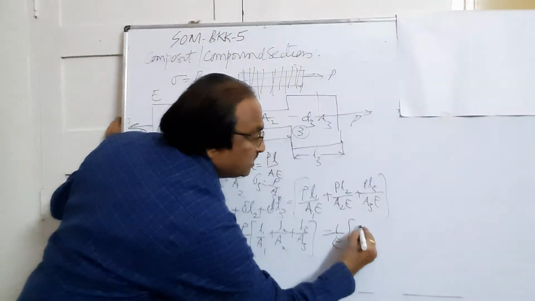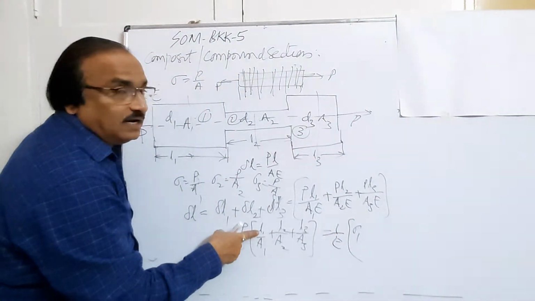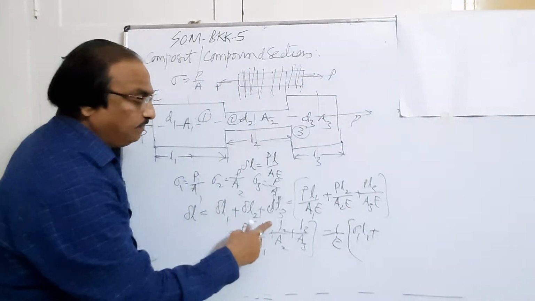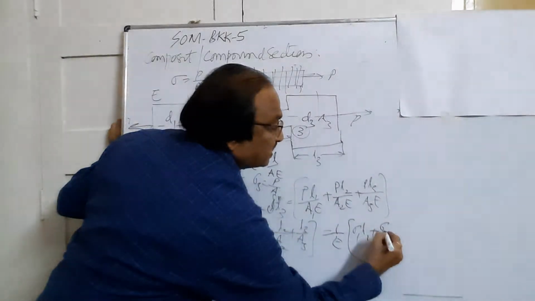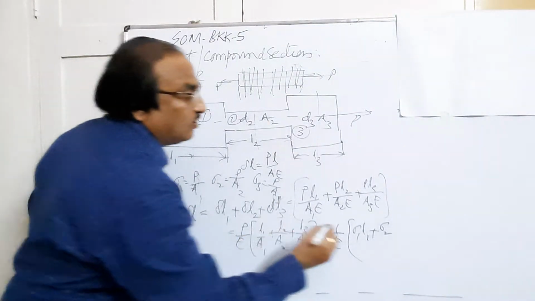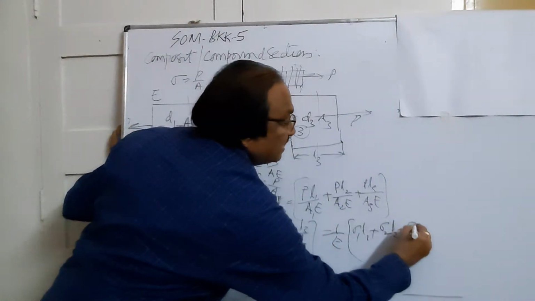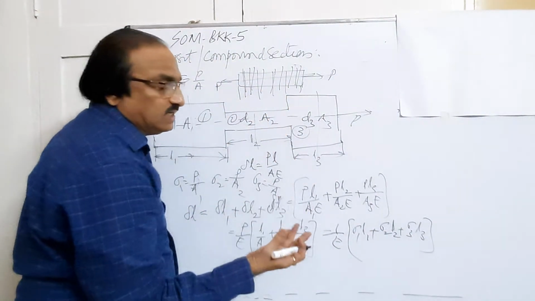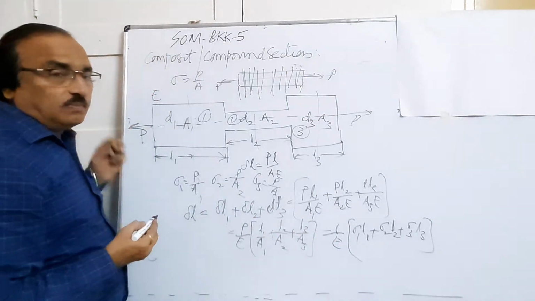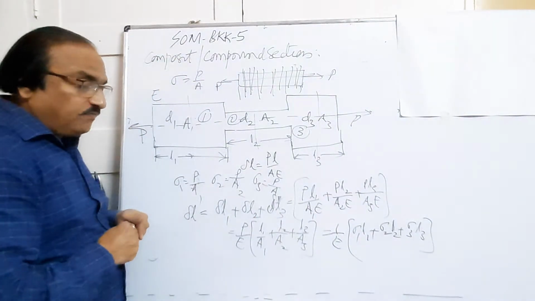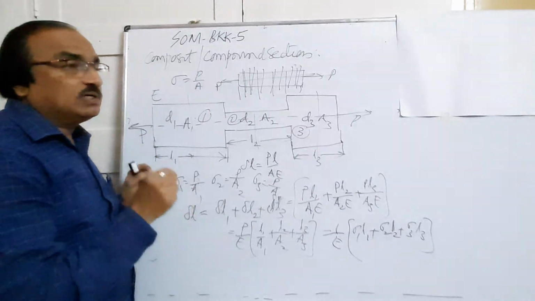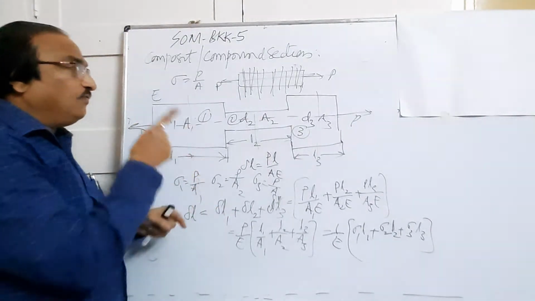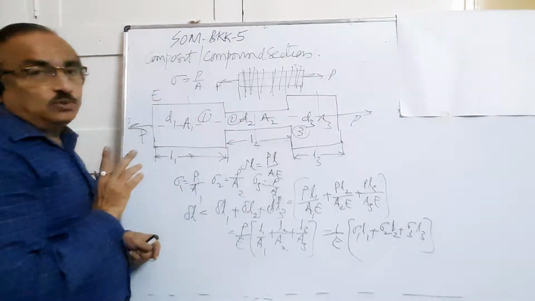So this will be equal to sigma 1 L1 plus, if I take P inside, P by A2 will be stress sigma 2 and left out is L2, plus sigma 3 into L3. You can use this formula, or if stress is given to you, you can use this formula. This is the way you can find out the total deformation of the composite bar member if only one load is given to you.